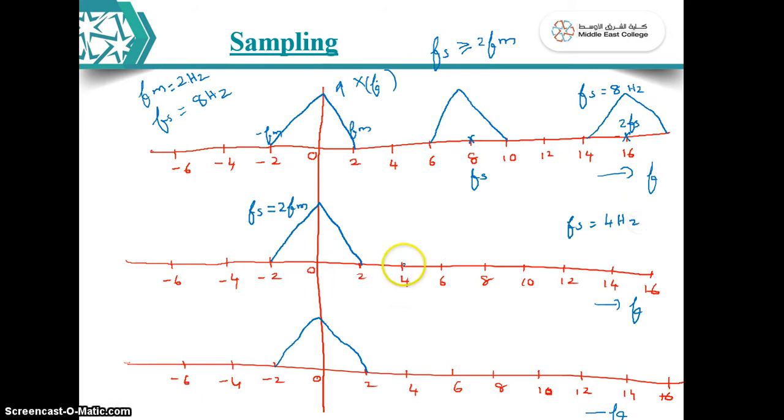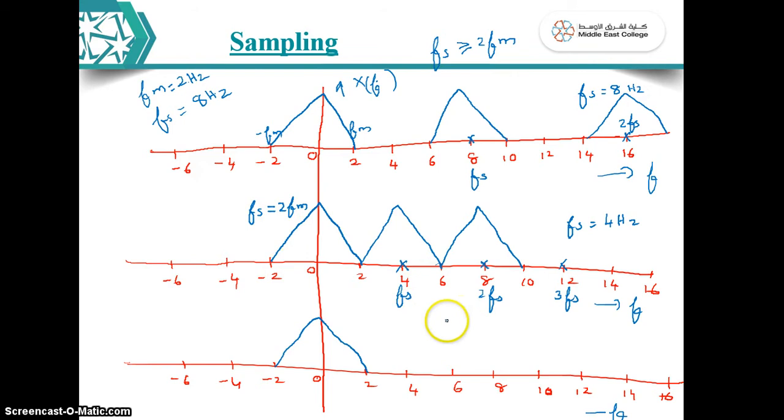So from 0, at 4 your first Fs will come, then at 8 your 2Fs will come, at 12 your 3Fs will come. So 4, 8, 12 like that. Now around 4 your second frequency sample will appear, around 8 your third will appear. Do you have any overlapping now? It is just touching, but there is no overlapping. You are not losing any information. So in this case also you can reconstruct your original signal very clearly. So this is the case Fs is equal to 2Fm.